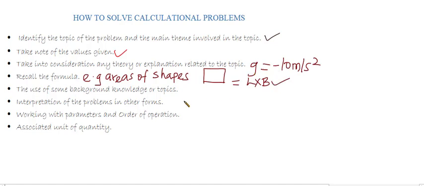Now let us look at the use of some background knowledge or topics. In some cases, solving your question might lead to you drawing a right angle triangle. And when you have a right angle triangle, what you have to consider in that case is the use of Pythagoras theorem. So let me draw out my triangle here. If I'm to draw it out, you can have something like this. Sorry, let me just sketch it out. Let me erase this.